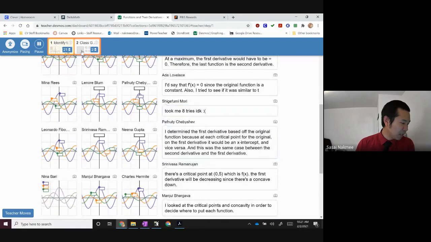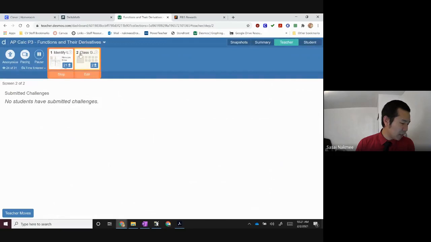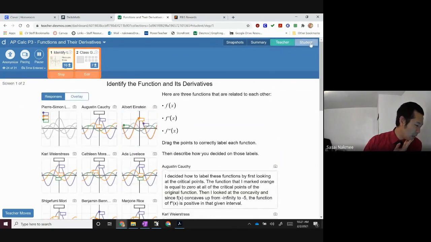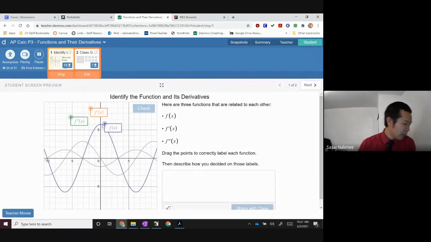Once you finish this, by the way, guys, you can go ahead and move on to the second challenge, where you get to create your own function, and it will graph the first and second derivative for you. And then you can submit that so that other people can try to see which one is the original function, which one is the first derivative, and which one is the second derivative. So you can try that after you've done this first part. So I'm gonna go ahead and review the answer for you guys for this first part right here.